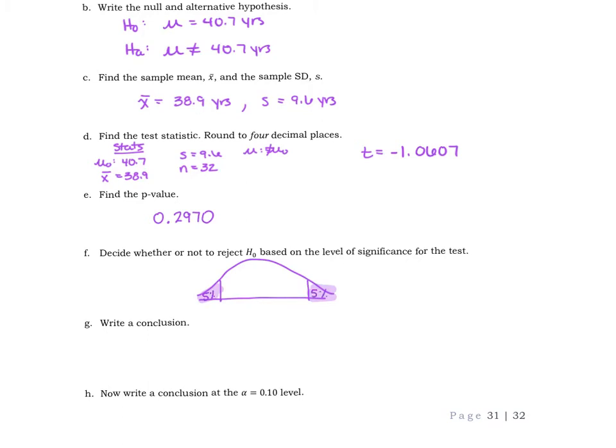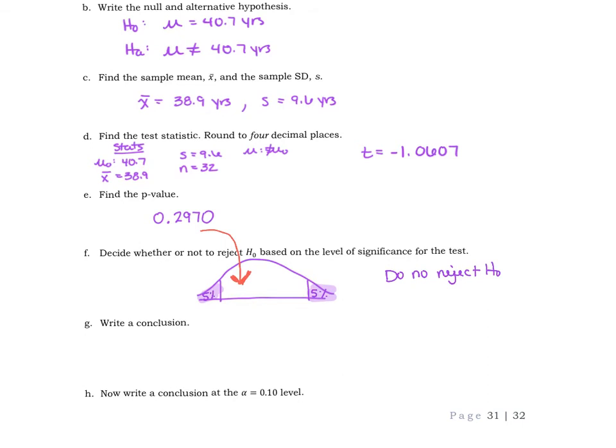Now, we were below the mean, and so we know in actuality our value falls on the left edge of the curve. But when we're looking at that p-value of 0.2970, that is way out here. That's nowhere near being in that bottom 5%. So we are not going to reject the null hypothesis.